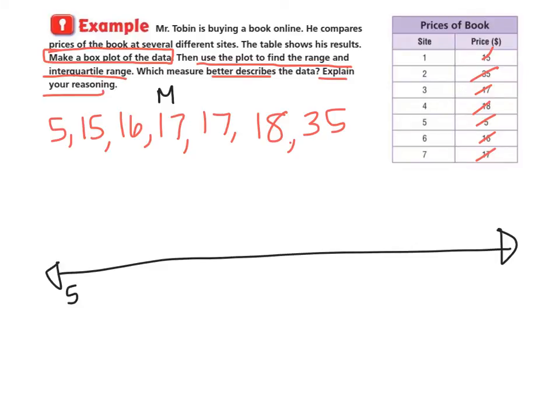So 5. Let's go 6, 7, 8, 9. Let's see. I'm trying to think of how to best draw this. Give me just a second. I'm going to draw this out so you can draw it on your own screen. Okay, it took me a second, but I decided to go by 3. So 5 plus 3 is 8. 8 plus 3 is 11, all the way up to 35.